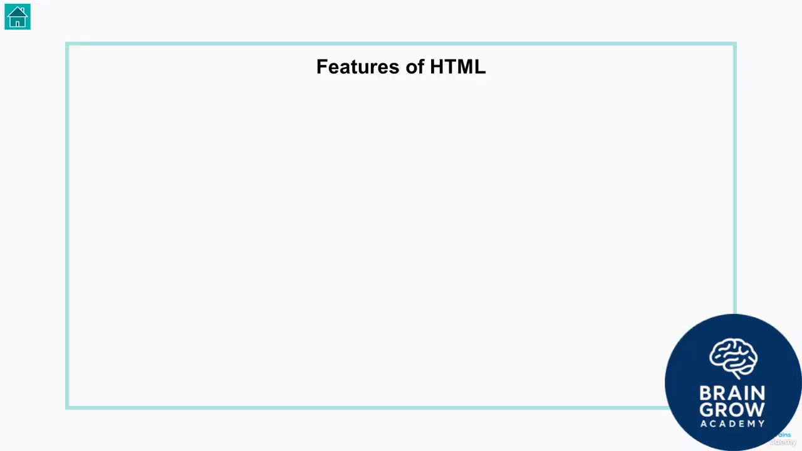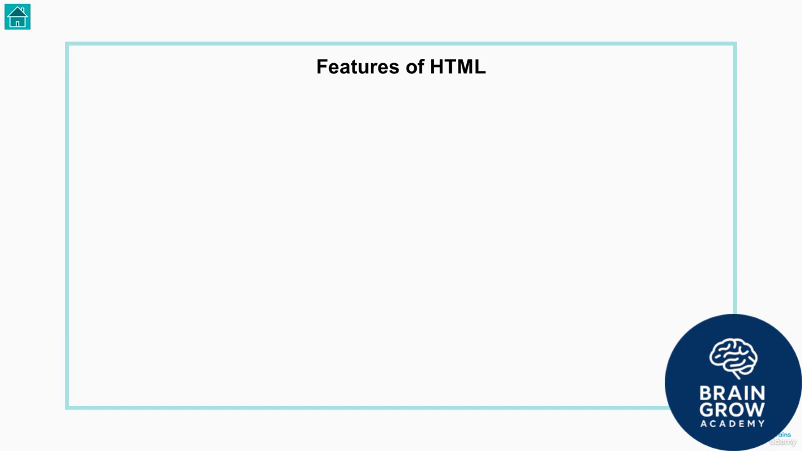We said previously that HTML is like the bones, blood, and veins and structure of creating a website, while CSS is like the hair, skin, and nails of it. Let's now see the key features of HTML5.